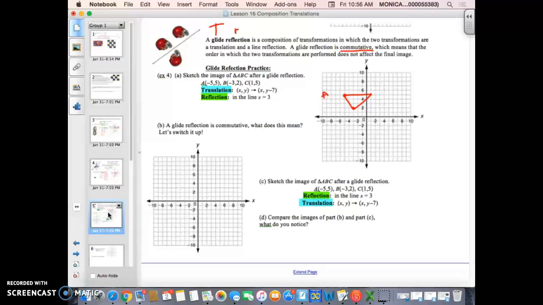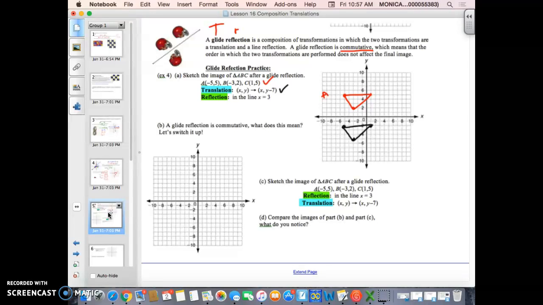C. Now I'm going to translate it. So this is step 1. I'm going to go ahead and translate it down 7. That's step 2. So I'm going to take each of these points, 1, 2, 3, 4, 5, 6, 7, like this. That's my image after a translation.